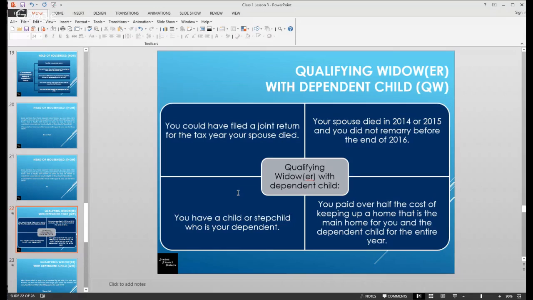And you must have a child or stepchild who is your dependent, and you have to have paid over half the cost of keeping up the home that is the main home for you and your dependent child. So what qualifying widower is, it's a 2-year grace period where you continue to receive the majority of the benefits of married filing jointly, but it's very similar to the head of household. You do have to have that dependent living in your house. You would not be a qualifying widower simply because you lost your spouse. You would need the dependent child and to be paying more than half the cost of keeping up the home.